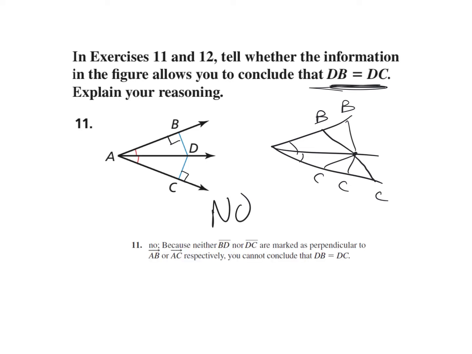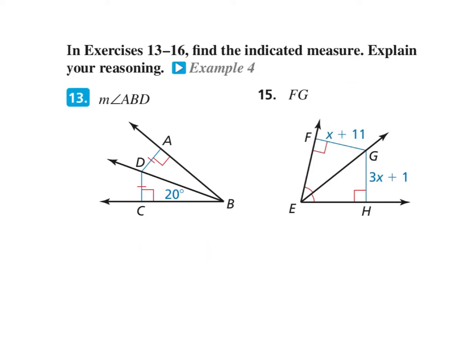Okay. Number 13. Find the indicated measure and explain. Okay, ABD. So ABD. We want the big angle here. Well, the angle bisector theorem says if a point is equidistant to the sides and perpendicular to the sides of the angle, then point D lies on the angle bisector, which means these two angles are the same. So if those two are the same, that's 20 and 20. So the whole angle, ABC, must equal 40 degrees.